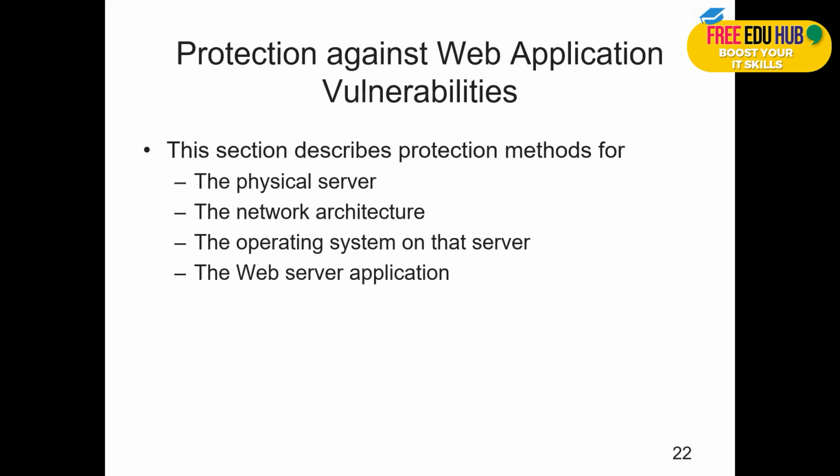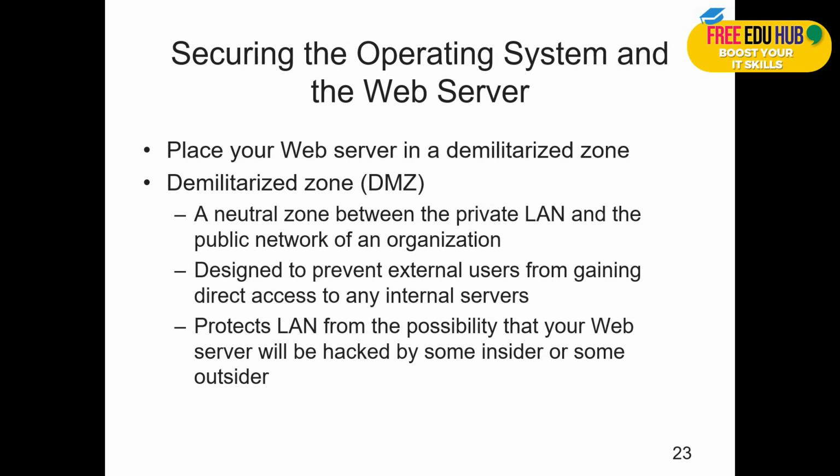Now the protection against web application vulnerabilities: this section describes the protection methods, for example the physical server, the network architecture, operating system on that server, and the web applications. Now when we are talking about securing the operating system and the web server, place your web server in a demilitarized zone. A demilitarized zone is a neutral zone between the private LAN and the public network of an organization. So it's not in your LAN, it is outside the LAN and the public network of an organization, so that even if it's compromised, it's not affecting the LAN infrastructure directly.